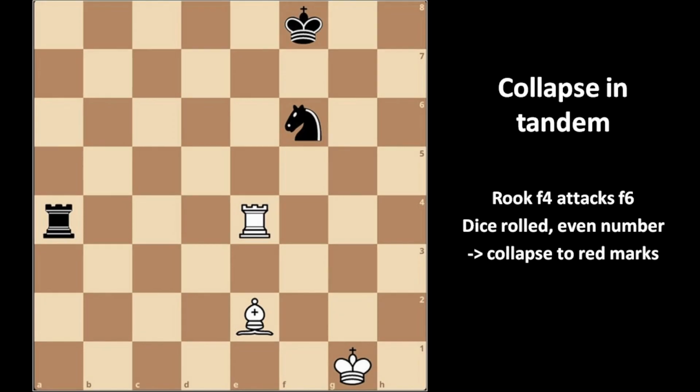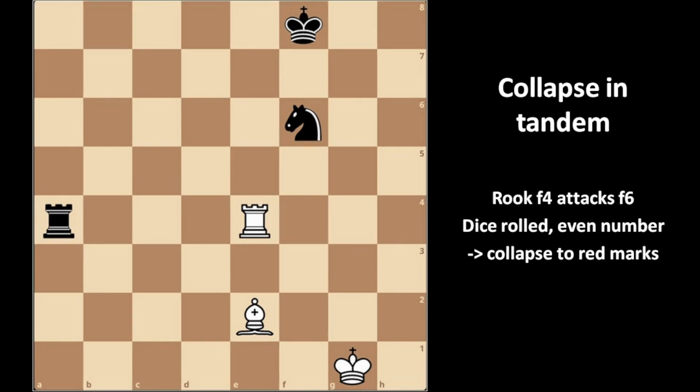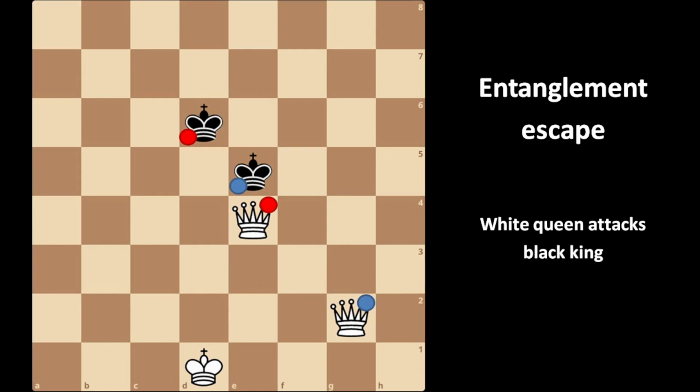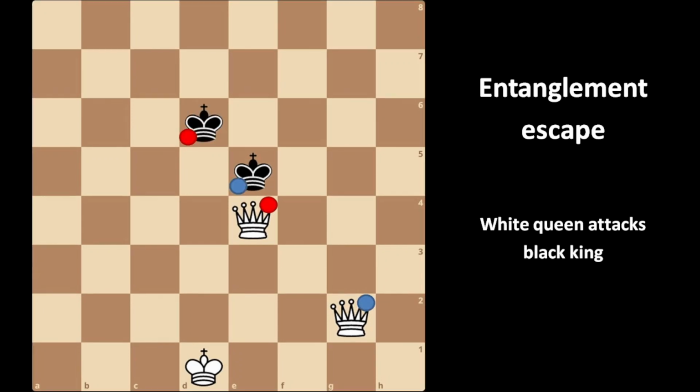Entangled pairs collapse together. The white rook attacks the knight on f4. Black rolled the dice to an even number, which resulted in a collapse to the red marked positions. The black knight escapes. The black king on e5 is in check by the white queen. However, black can entangle its king with the white queen. That allows the black king to escape the check.